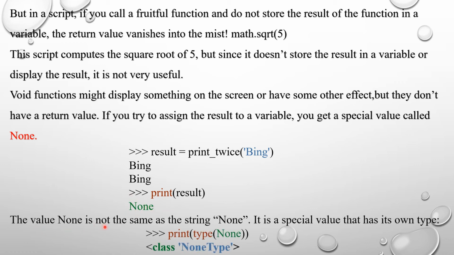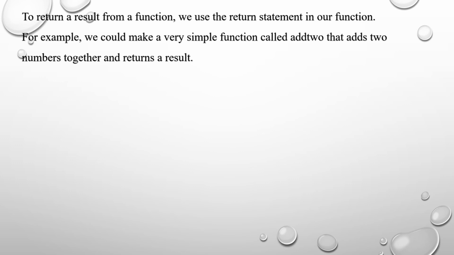The value None is not the same as the string 'None'. It is a special value that has its own type. For example, print(type(None)), the class is NoneType. If you want to return the result from the function, we use the return statement in our functions. For example, we could make a very simple function called add2 that adds two numbers together and returns the result.